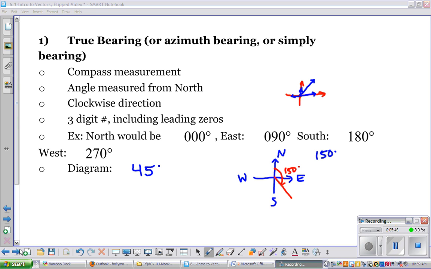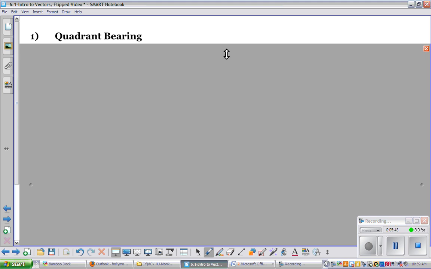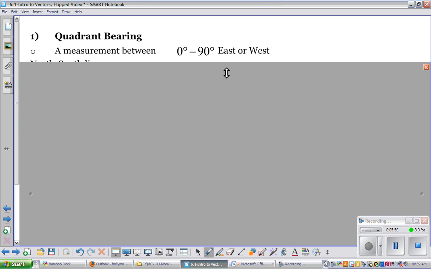And now for the quadrant bearing. A quadrant bearing is measured between 0 and 90 degrees, east or west only.